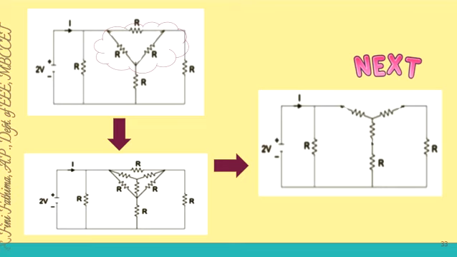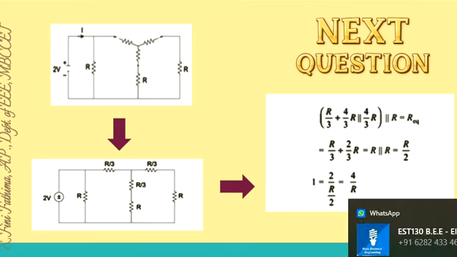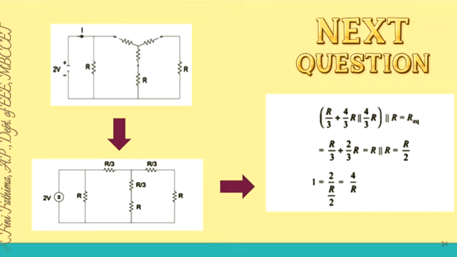So I can neglect these resistances in the delta connection. I am redrawing the circuit with R by 3, R by 3 and R by 3 here. Now this R by 3 is in series with this R. R by 3 plus R is 4R by 3. And here this is R by 3 and R by 3, so this is also 4R by 3.